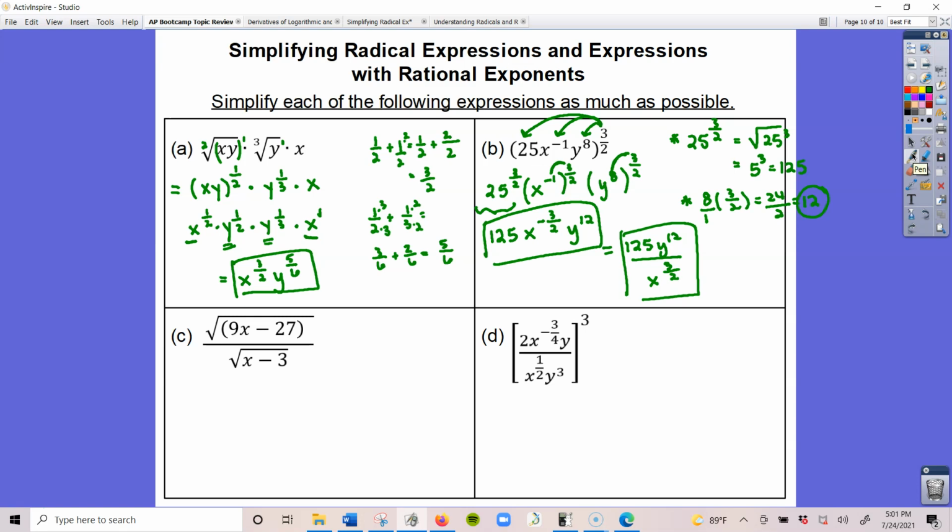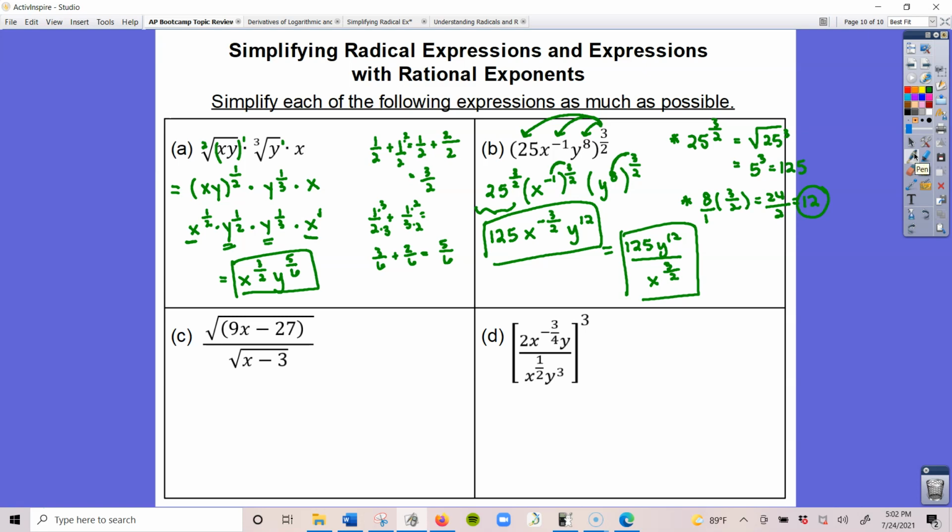Now, if we look at this next example here, it looks pretty intimidating in the sense that we have all of these radicals. We have the square root of 9x minus 27 divided by the square root of x minus 3. In order for me to simplify this, I would need to be able to use those rules of exponents. However, I cannot use these rules of exponents because the bases are not the same. In the numerator, the base is 9x minus 27, where in the denominator, the base is x minus 3.